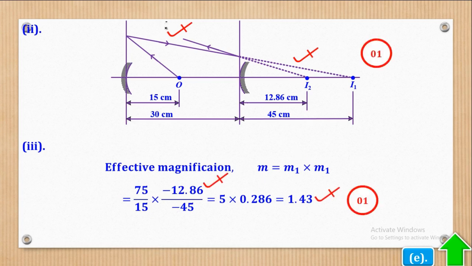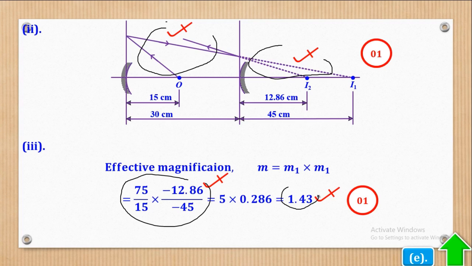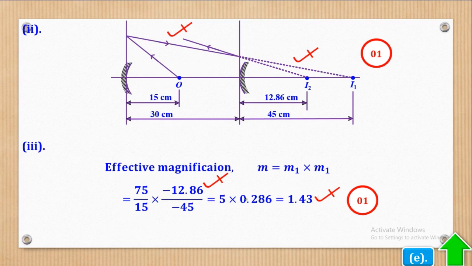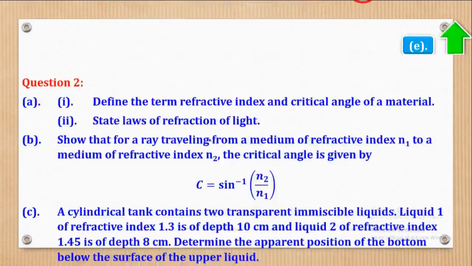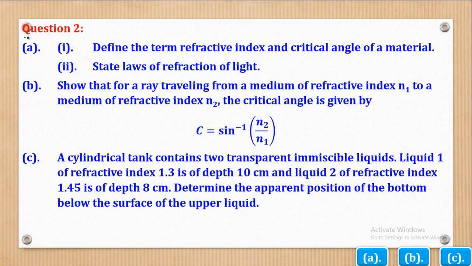So here I have a mark for all these arrows and a mark for these dotted lines. So I think you realize that these dotted lines don't have any arrow on them. Then a mark for this substitution and a mark for the output. So that was question 1. Now we shall go to question 2.